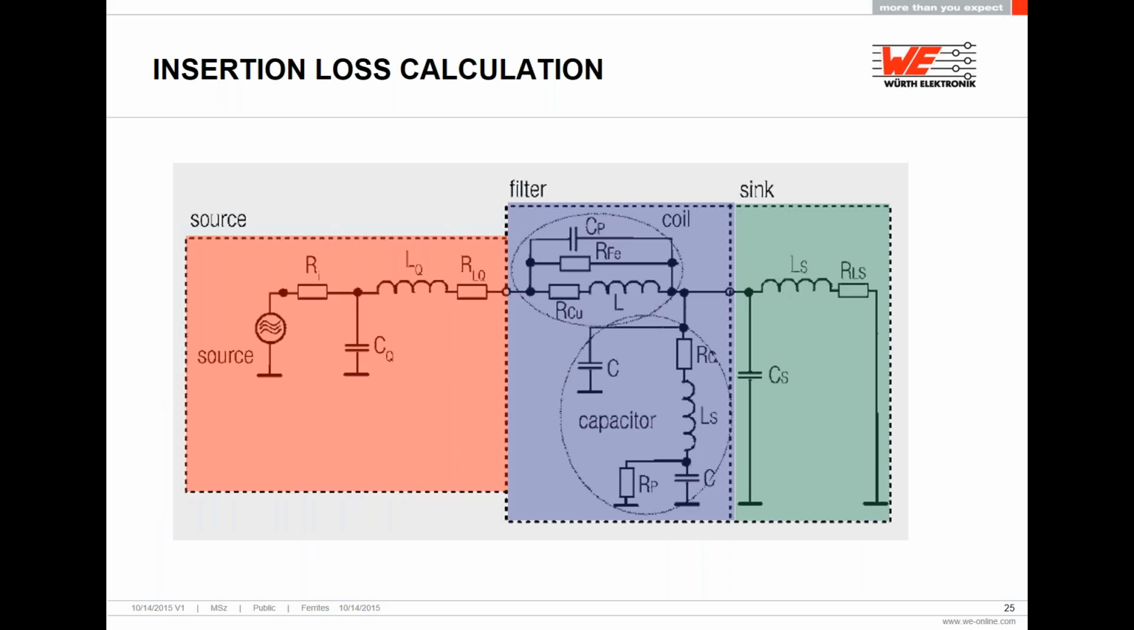The previous image just showed the parameters that we need to consider when doing an insertion loss calculation. This picture right here is a simplified representation of your design. You have a source and you have a sink. The interaction of your source and sink will cause some noise. Depending on the amount of noise created and at what frequency, this will influence the type of filter that you need.